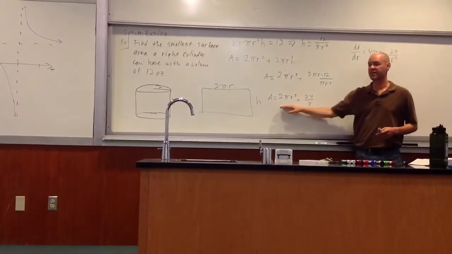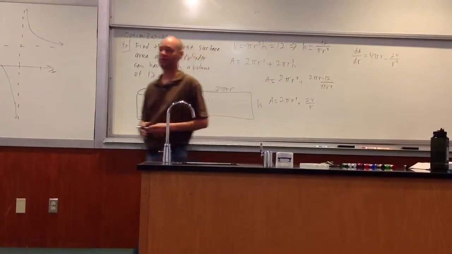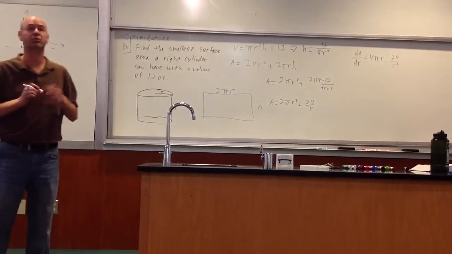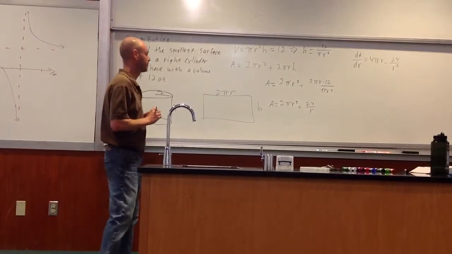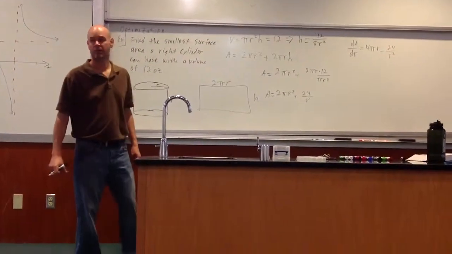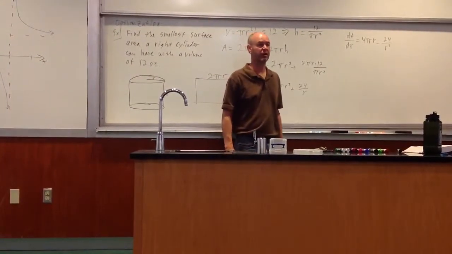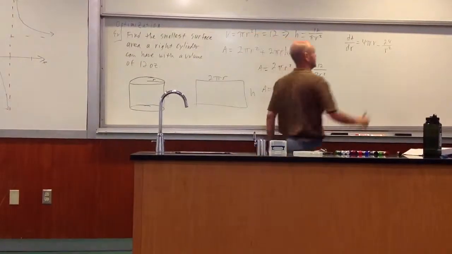So down here, area is now a function of r only. Got rid of the h. And I need to take the derivative of the area because that's what I'm trying to optimize. After I take the derivative, then what? You make it equal to 0? Yes, because that's how we optimize it.